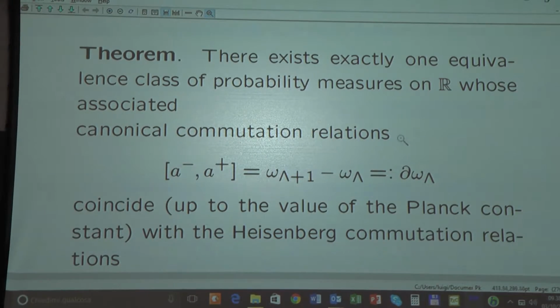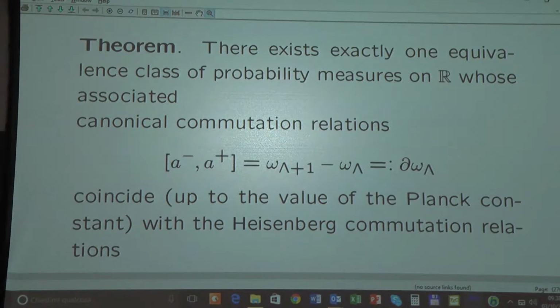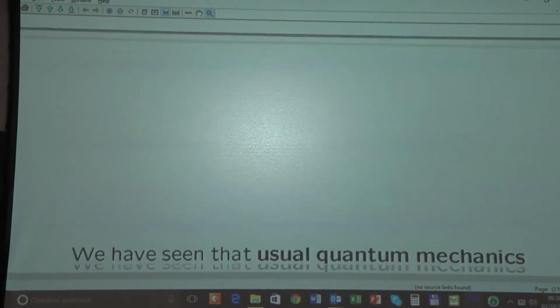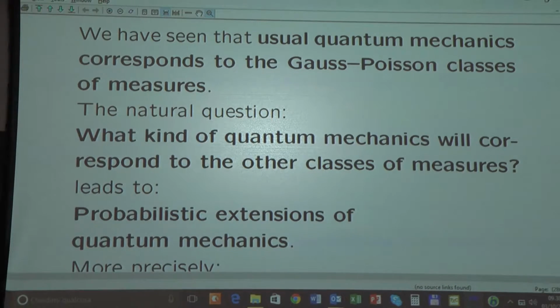So let us now recall that we have proved the following theorem. There exists exactly one equivalence class such that the commutation relations give the Heisenberg algebra, and this equivalence class is exactly the Gauss-Poisson class. Okay. So if standard quantum mechanics corresponds to the Gauss-Poisson class, which kind of quantum mechanics will correspond to the other classes of probability measures? This is a very natural question. And let me try to say a few words about this.